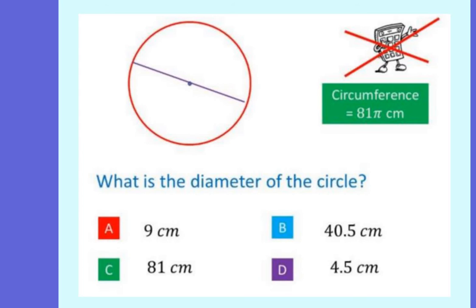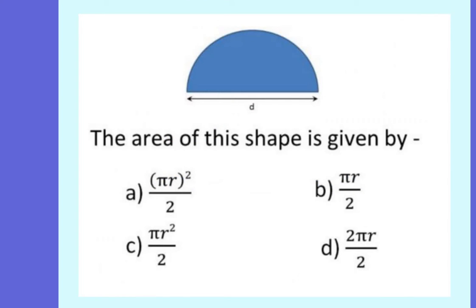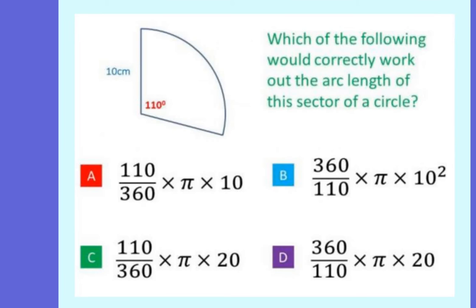Question number 2, what is the diameter of this circle? Remember, at any moment you can pause the video if you need any extra time. Question number 3, the area of this shape is given by which formula, A, B, C or D? Question number 4 for me, which of the following would correctly work out the arc length of this sector?